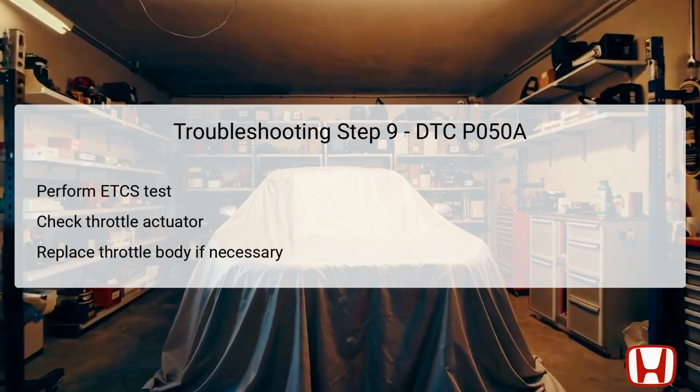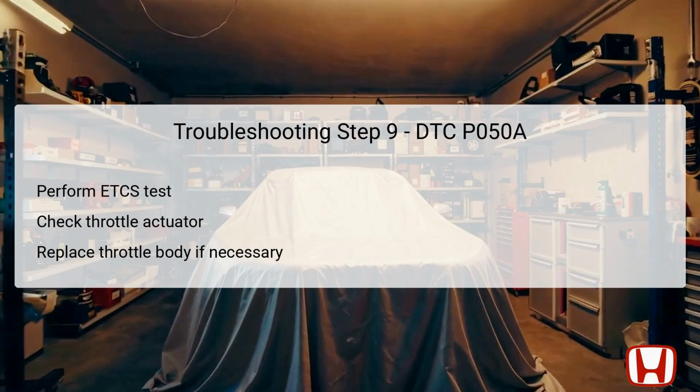This step involves conducting the ETCS, Electronic Throttle Control System test, within the HDS inspection menu. The purpose is to evaluate the condition of the throttle actuator control valve. The throttle actuator plays a pivotal role in regulating air intake based on engine demands. If the test indicates that the throttle actuator control valve is functioning normally, you can proceed to the next troubleshooting steps. However, if it fails this test, replacing the throttle body is required to resolve the issue.